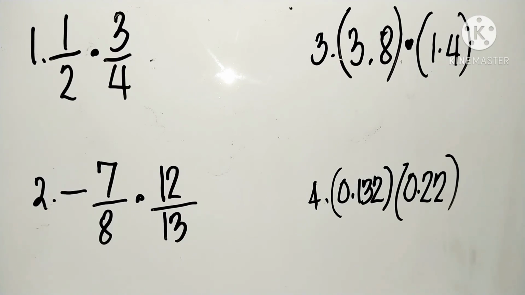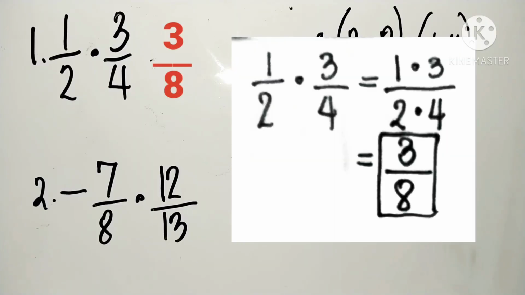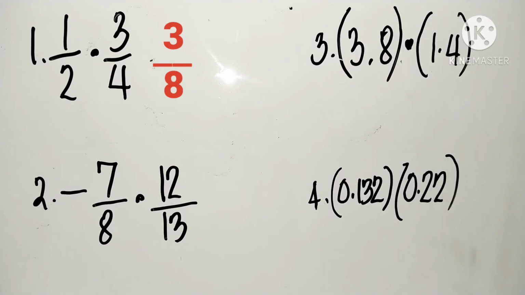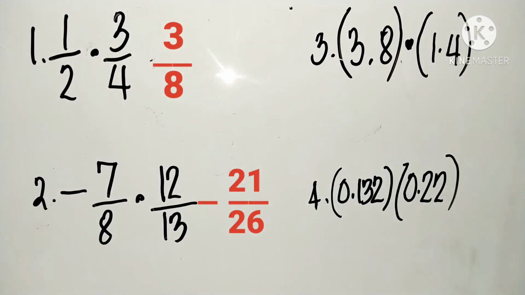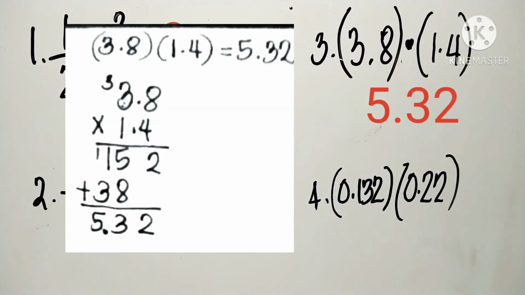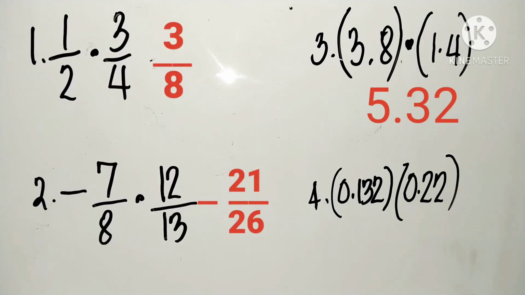So, for number 1, the answer is 3 over 8. Number 2, by using cancellation method, the answer is negative 21 over 26. Number 3, 5 and 32 hundredths. Number 4, have 2,904 hundred-thousandths.